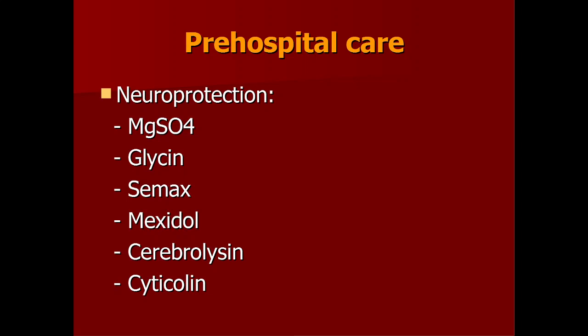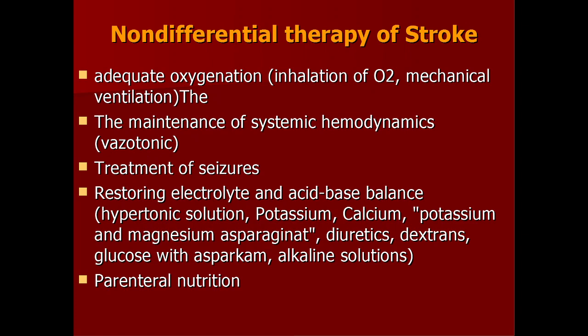Neuroprotection includes magnesium sulfate, glycine, Semax, Maxidol as an antioxidant, cerebrolysin as a neuroprotector, citicoline as a neuroprotector and antioxidant. Non-differential therapy of stroke includes adequate oxygenation, inhalation of oxygen, or mechanical ventilation; maintenance of systemic hemodynamics, for example, by vasotonic drugs; treatment of seizures, diazepam or general anesthesia; restoring electrolyte and acid-base balance by hypertonic solution, potassium, calcium, magnesium, asparagine, diuretics, dextrans, glucose with asparagine, alkaline solutions if needed; parenteral nutrition.